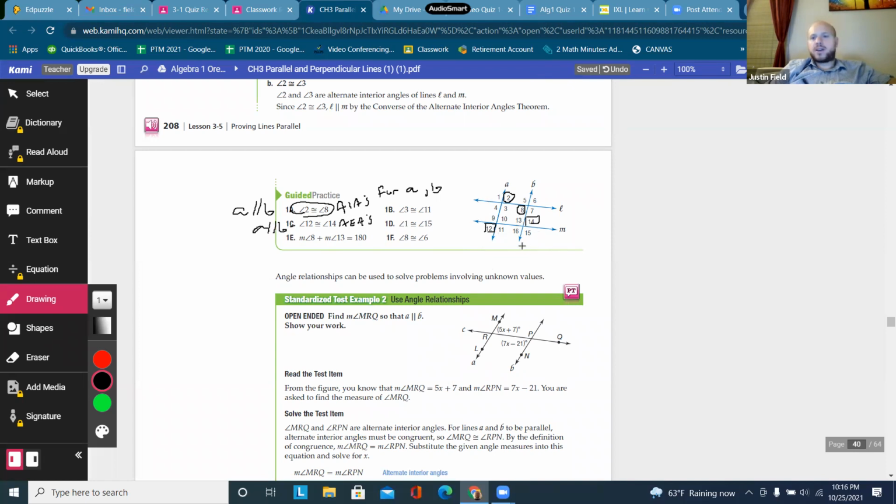Okay, so just see what angle pair relationship they have and between what two parallel lines. If they are congruent or supplementary, like 1E, you see how these two angles are said to be supplementary? Well, between what two lines? 8 and 13. Classic. L is parallel to M because 8 and 13 are right here between L and M.